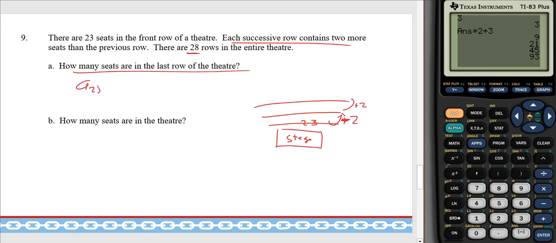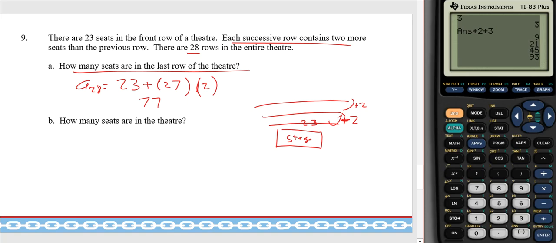So A28 equals, and for an arithmetic, we take first row plus our common difference times n minus 1, right? So 27 additional rows times 2. And that would give us an answer of 77. So there's 77 seats in the last row.